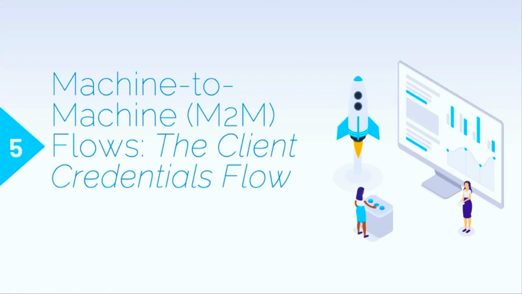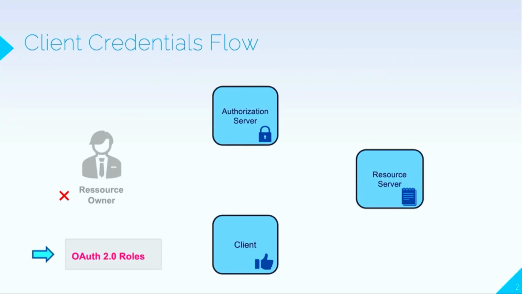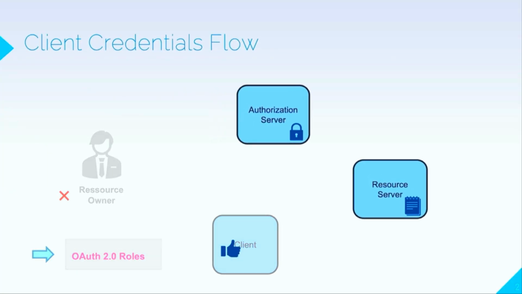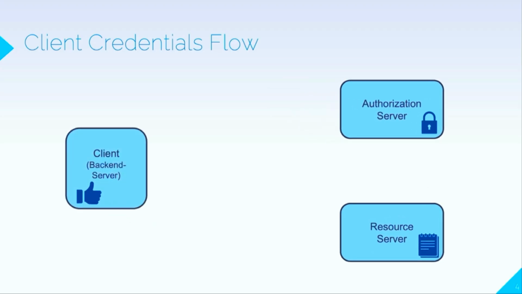Now that we have covered all the OAuth 2 user-initiated flows, let's dive into the machine-to-machine flows. Here we only have the client credentials flow. In these scenarios, there is no resource owner, so our OAuth 2 roles are reduced to just 3: the client, the authorization server, and the resource server.